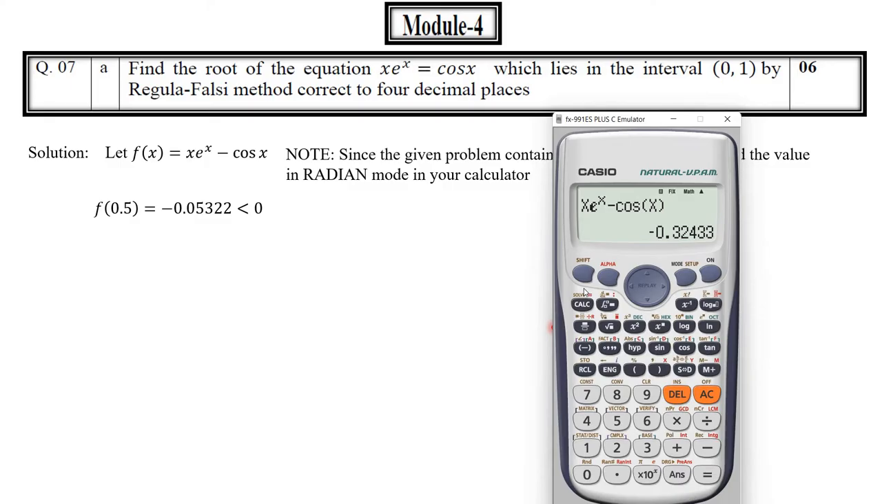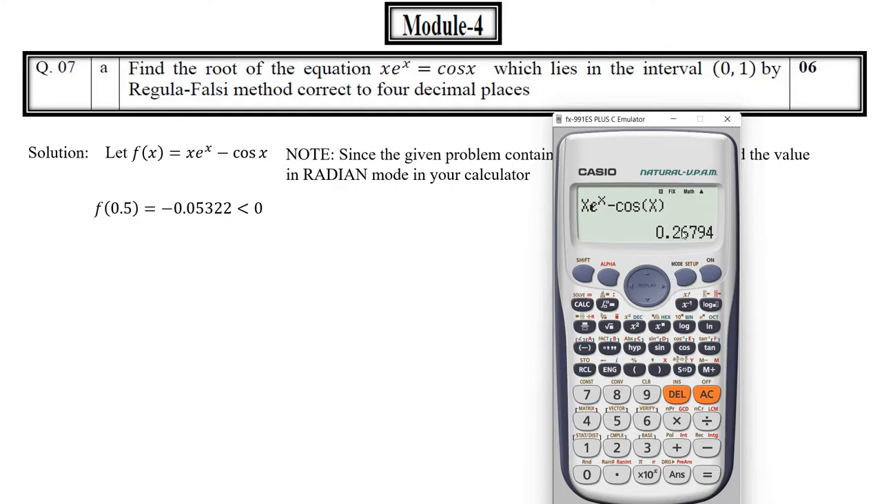If I get 0.5 as a positive value, I will take the root between 0.4 and 0.5. Press Calc again, I'll go with 0.5. I got minus 0.05. Again I got a negative value, that is what I have mentioned here. Similarly, now if I go with Calc, x equal to the next value 0.6.